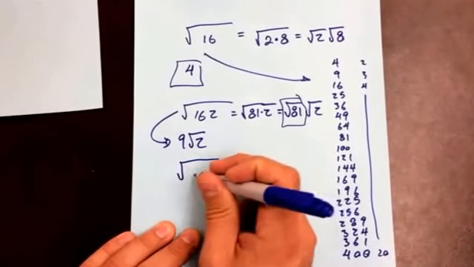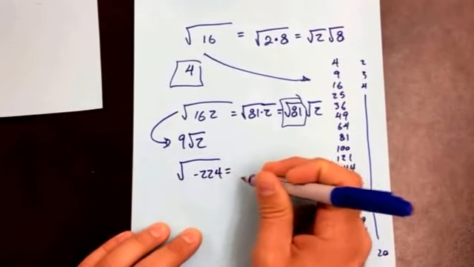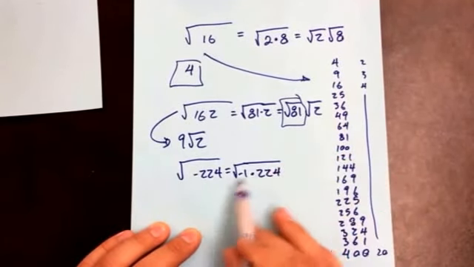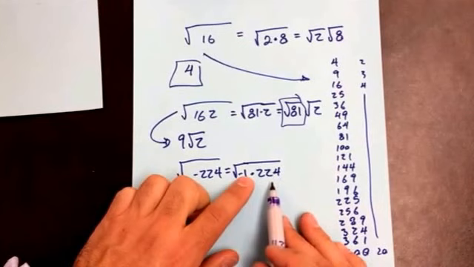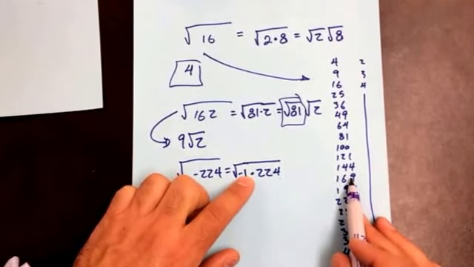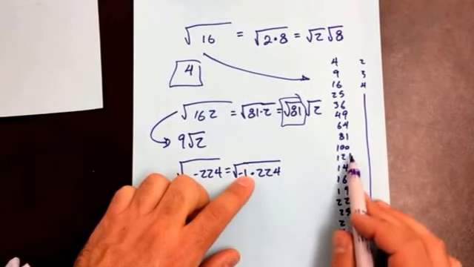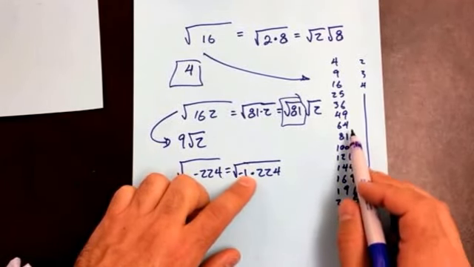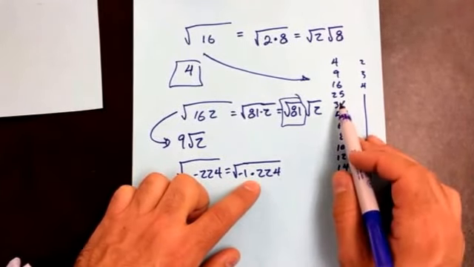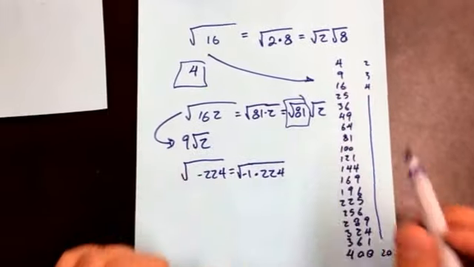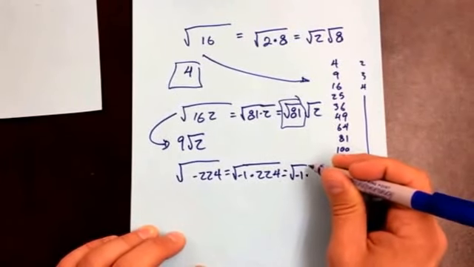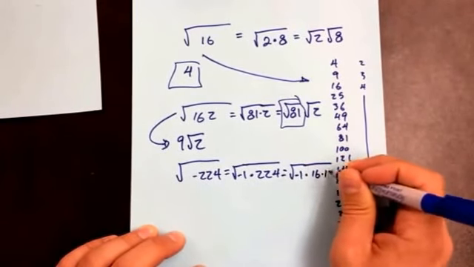So the square root of negative 224. Now I already know that it's going to be negative 1 times 224. But that's not far enough. Now I want to do the 224. Not going to divide evenly. Not going to divide evenly. Not going to divide evenly. No. No. No. No. No. No. No. Yes. So this is going to be the square root of negative 1 times 16 times 14.